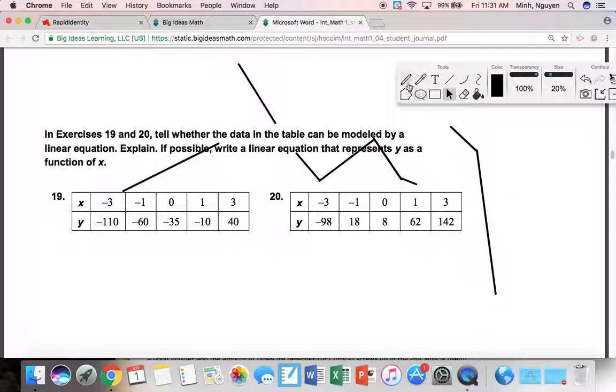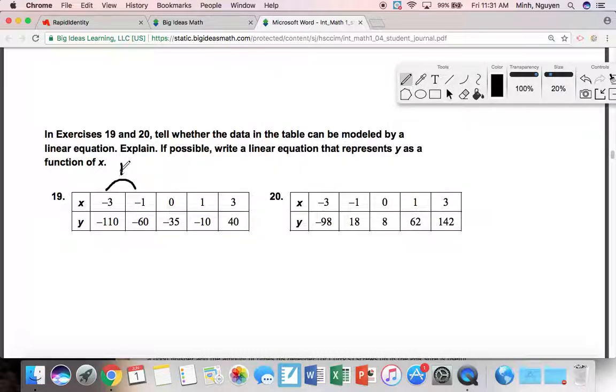That does not count because it's not consistent. So let's clear this. Let's look at this. We go from -3 to -1, we go up by 2. We go up by 1. We go up by 1. And we go up by 2. Here we go up by 50. So first of all, this already does not look consistent, but we'll just keep going through it. From -60 to -35 is plus 25. From -35 to -10 is also plus 25. But from -10 to positive 40, that's plus 50.